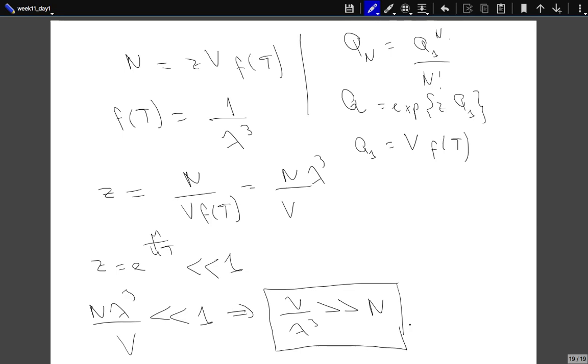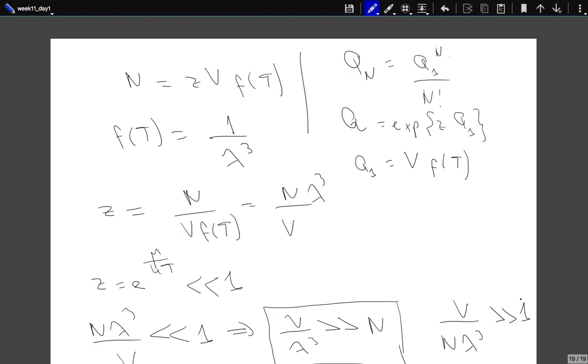We can also write it in this form, N lambda cubed. Lambda cubed is the typical thermal volume of the particles making my gas. If I multiply it by N, I obtain the total volume occupied by the thermal size of my objects. This should be much, much smaller than the total volume of my gas. This is the criterion for the classical limit. Before we had just stated it, now we have actually derived it.